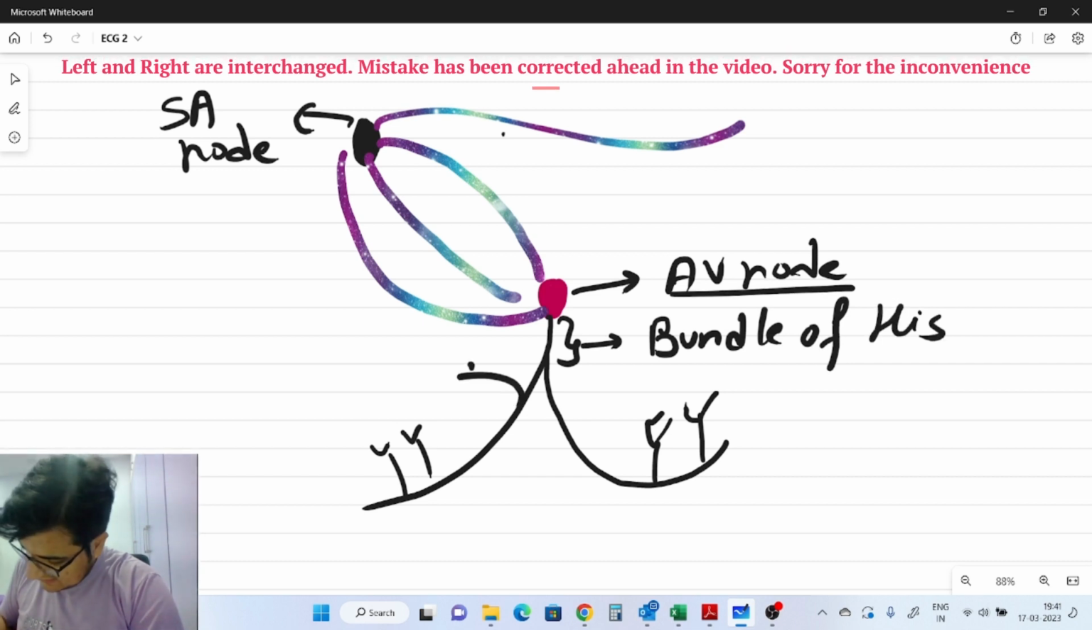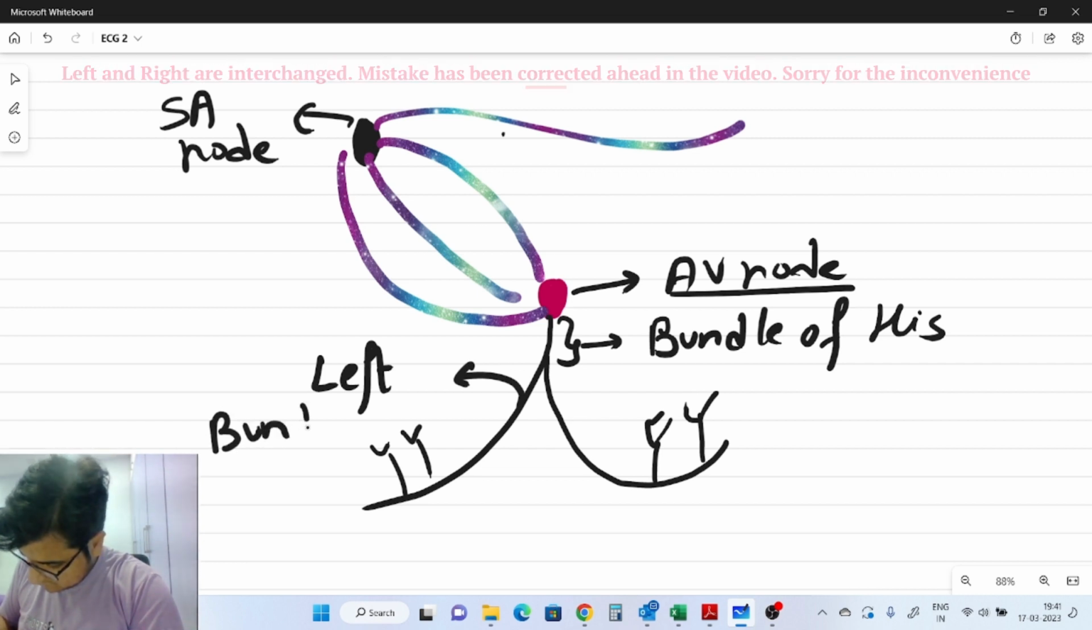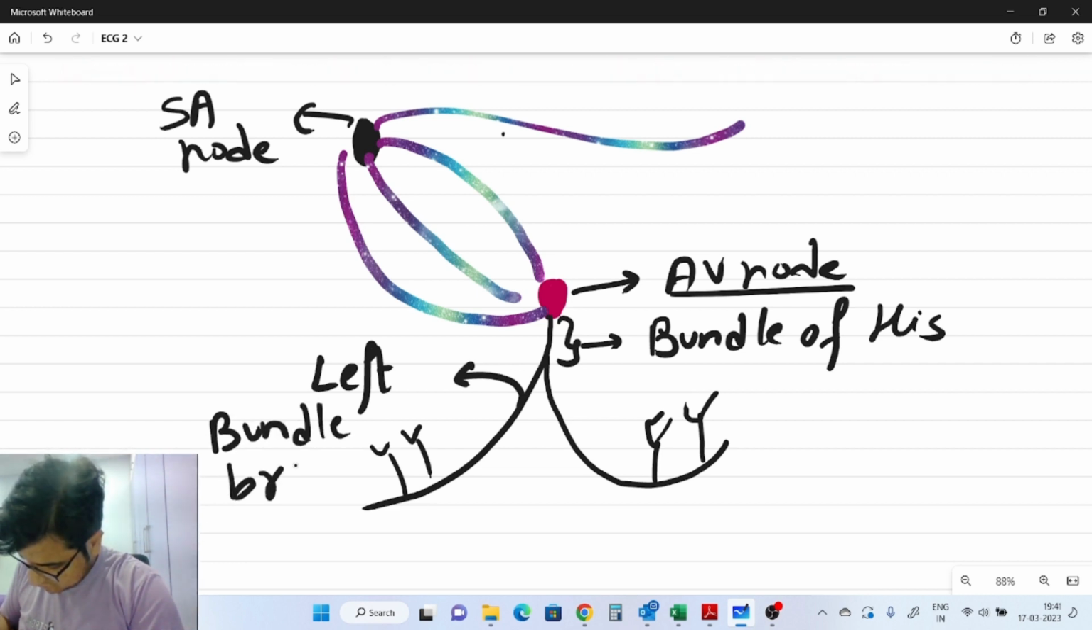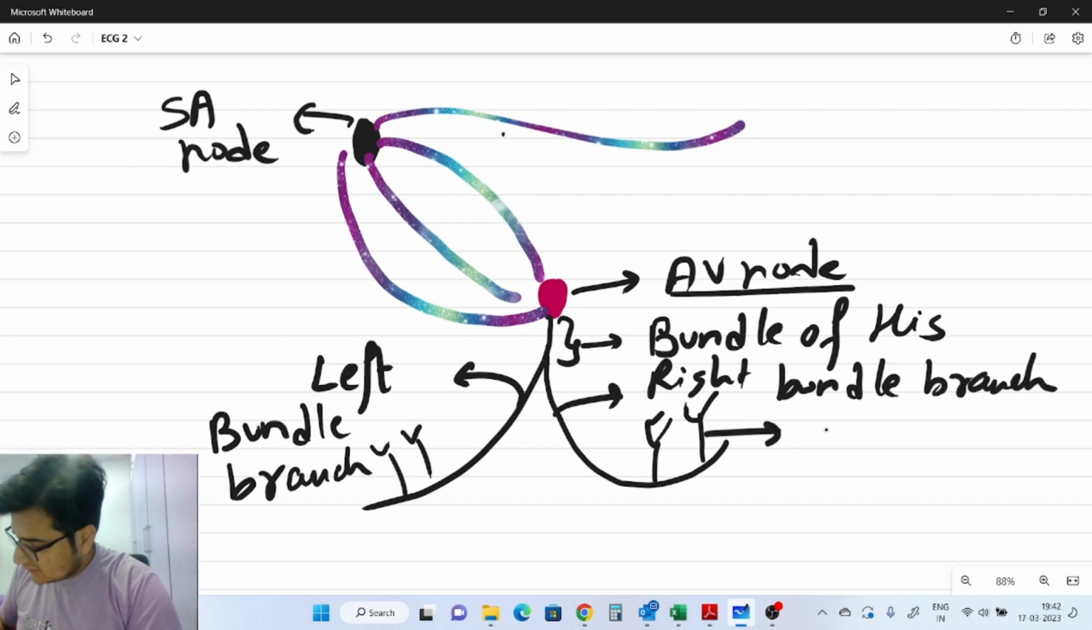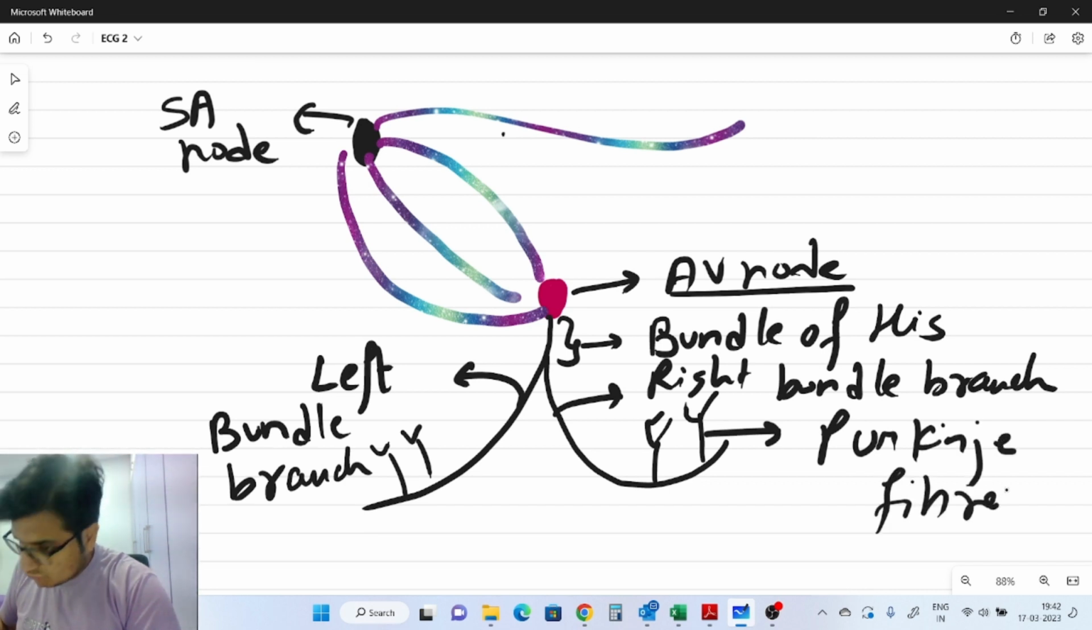This is the left bundle branch. This is the right bundle branch. And these are the Purkinje fibers. So this is the anatomical aspect of the conducting system of the heart.